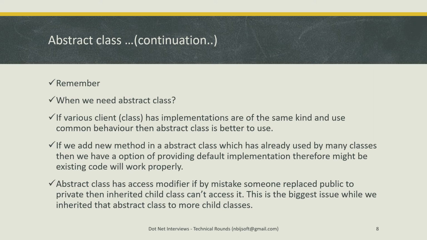The second point is that an abstract class has access modifiers. If by mistake someone replaces public with private, then the inherited child can't access it. This is the biggest issue when we inherit that abstract class into more child classes.